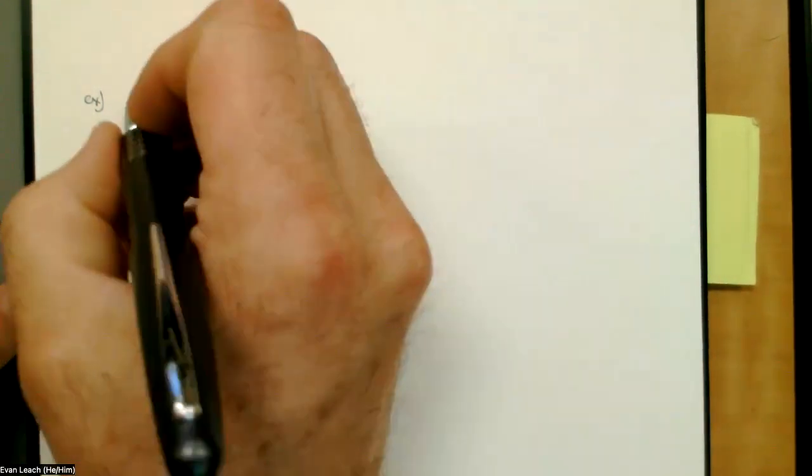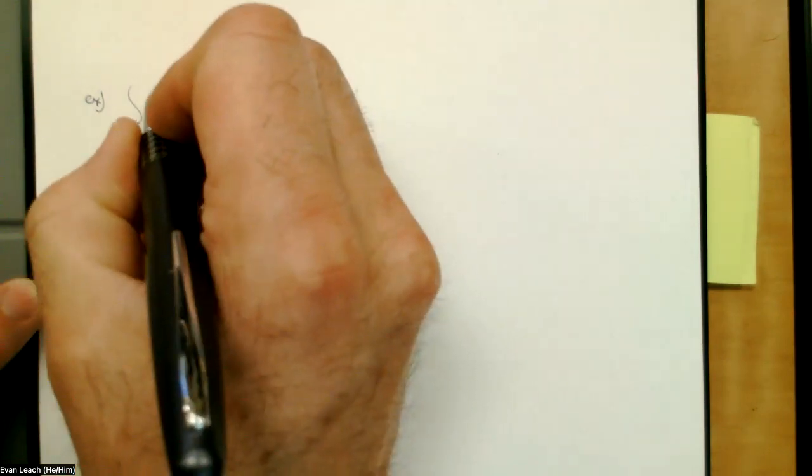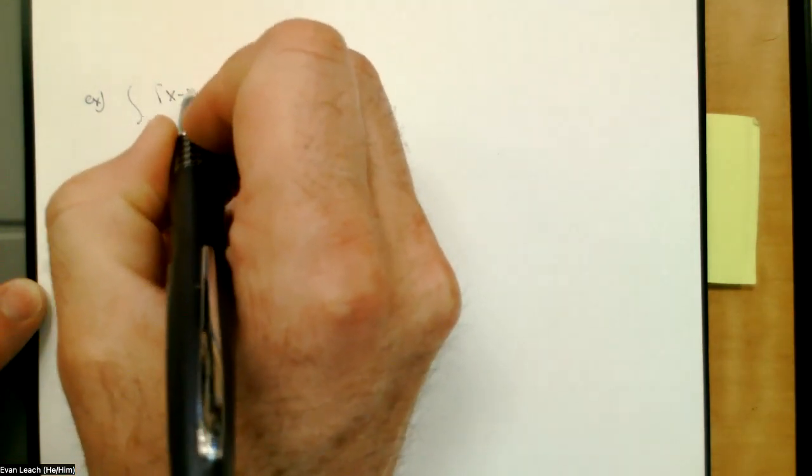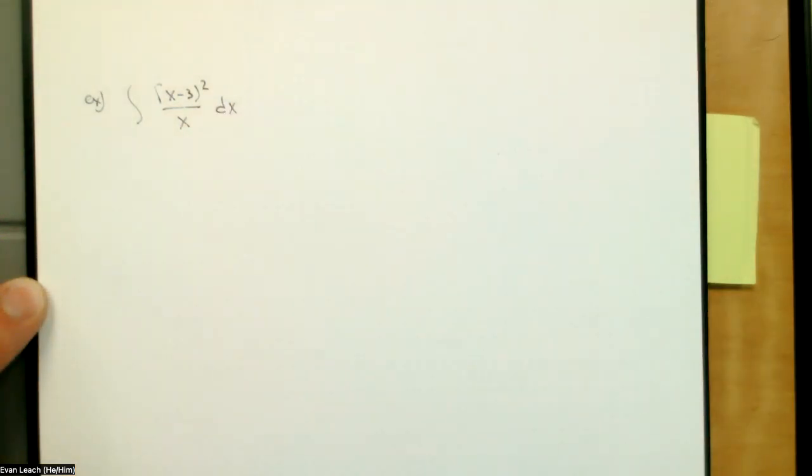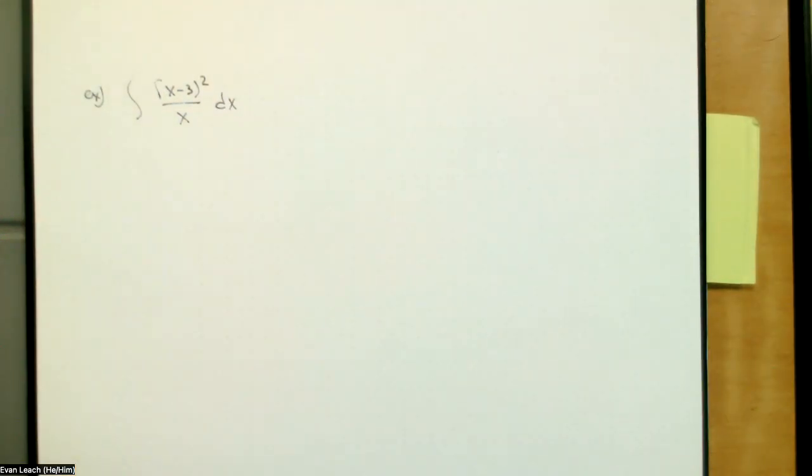Suppose we want to integrate. We want to find the antiderivative of (x minus 3) squared over x. What we have here is an opportunity to just multiply all this out and write terms. If we can write terms, then maybe we should.